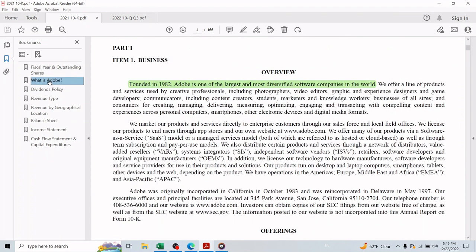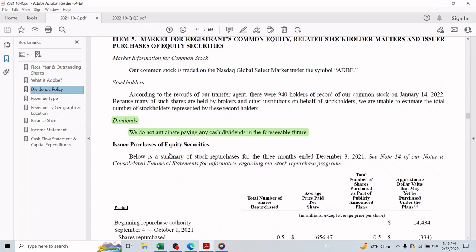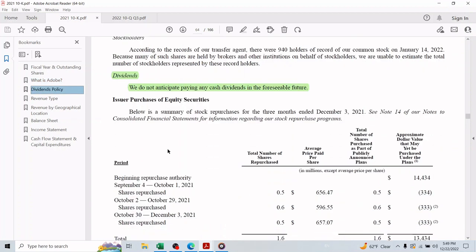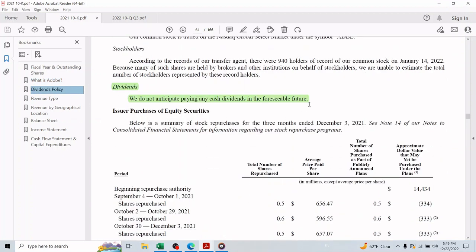Adobe. The company was established in 1982, so this year marks their 40th year in business. And it is one of the largest software companies in the world because they have over 30 different software programs for creative professionals. Unfortunately, I have bad news for dividend investors. Adobe doesn't distribute dividends, and they are saying here that they don't expect one in the near future.